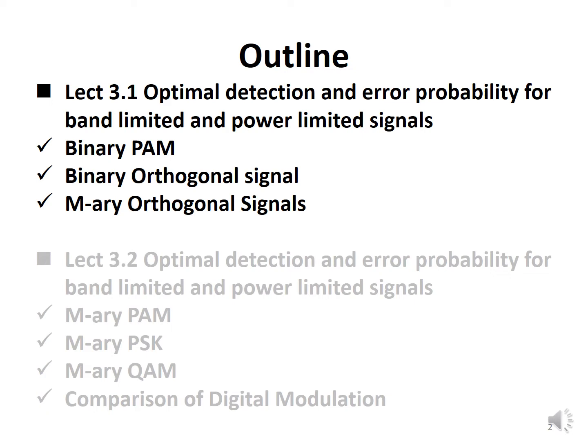In lecture 3.2, we will continue the discussion of the optimal detection and error probability for another three modulations: M-ary PAM, M-ary PSK, and M-ary QAM. At the end of this lecture, we're going to have a comparison among these different digital modulations. All these digital modulations in lecture 3 are memoryless digital modulations.